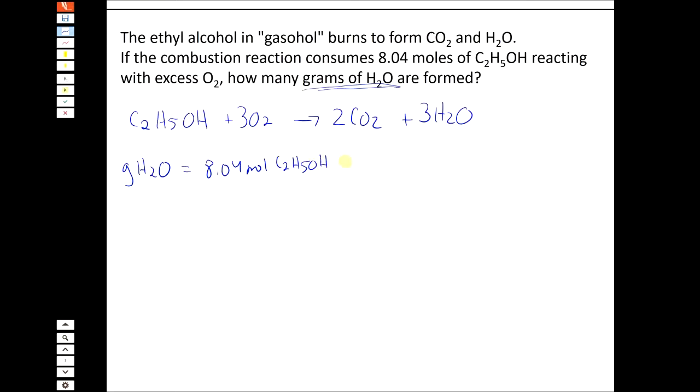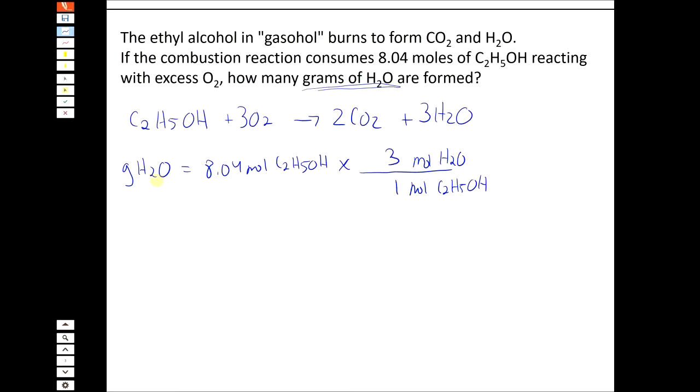In a stoichiometry problem, the first thing you typically want to do is convert to moles, but here we're already given it in moles, so we don't have to do an extra step, and we can use the mole ratios directly. We want moles of water on the top and moles of the reactant ethanol on the bottom. Looking at the coefficients, we have a 3 in front of water and a 1 in front of ethanol, so it's a 3-to-1 mole ratio.